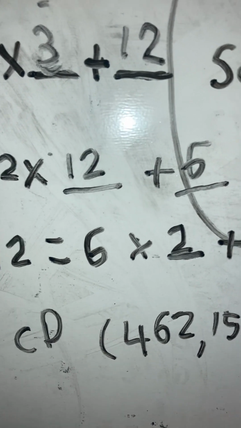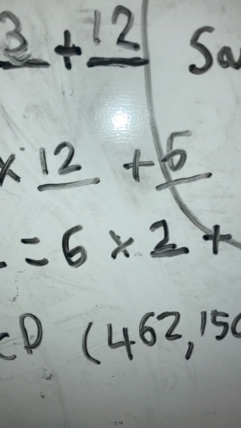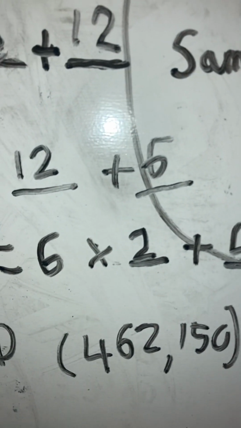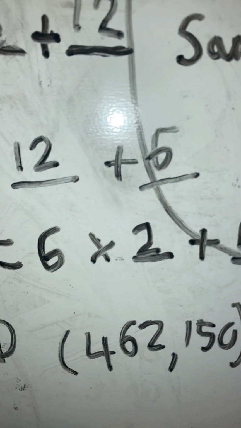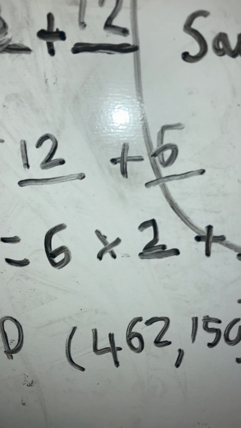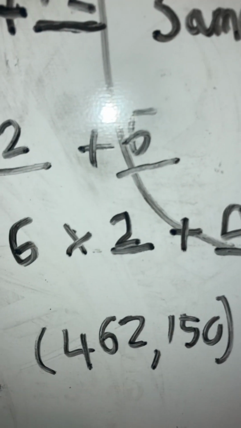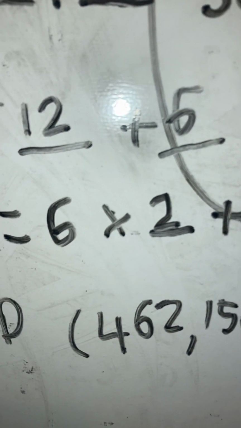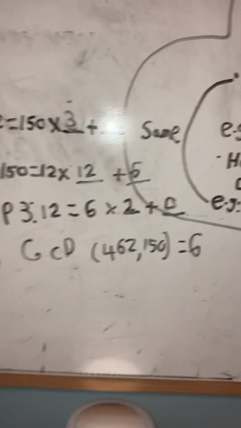462 divided by 6 will give you 77. 150 divided by 6 will give you 25. So you know that 6 will work as a greatest common divisor. You know they're both divisible by 2 because they're even, but 6 is the bigger number. So that's the GCD.